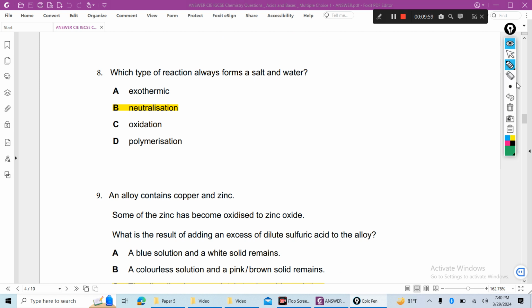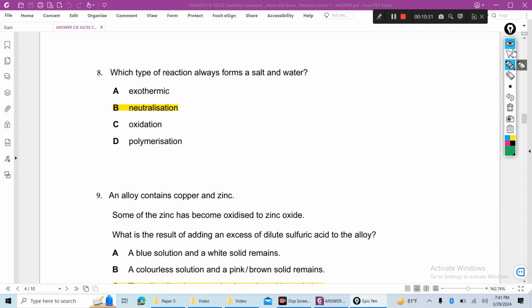What type of reaction always forms a salt and water? Neutralization reaction. Acid reacts with alkali, or acid reacts with base, to produce salt and water. Neutralization reaction always produces salt and water. Exothermic reaction does not always produce them. Oxidation reaction does not always produce salt and water, and polymerization reaction does not form salt and water.